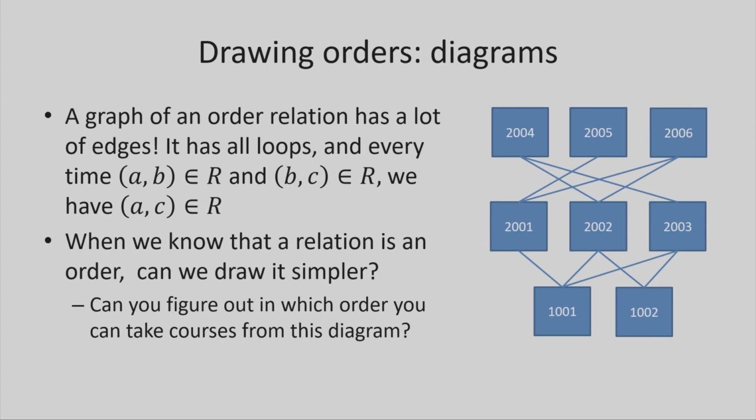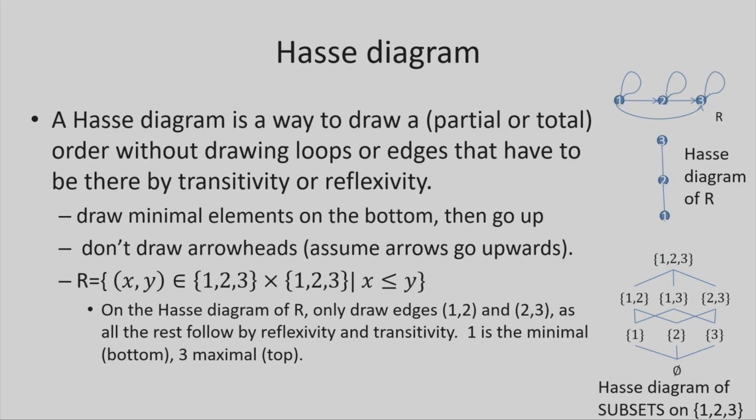By the way, prerequisite is not quite an order because you really can't take a course before you take the course. But still, this diagram gives us an idea of how we could simplify graphs if we know that the underlying graph is an order. And the way of doing it is called the Hasse diagram. So that's exactly what we are looking for.